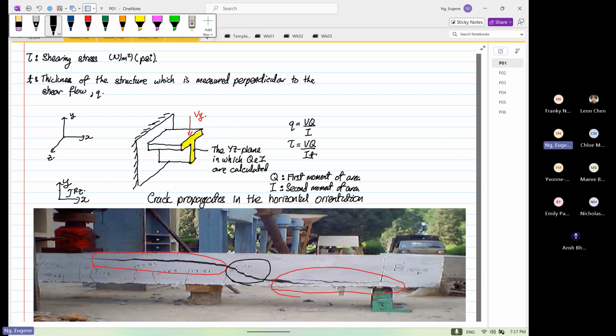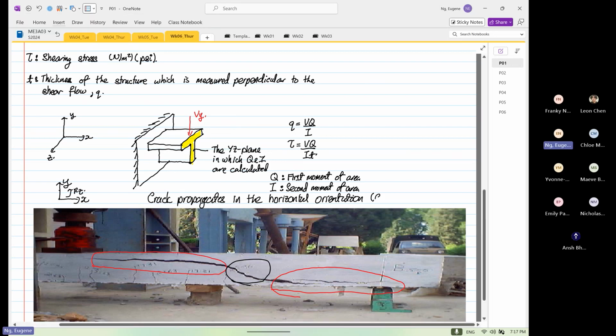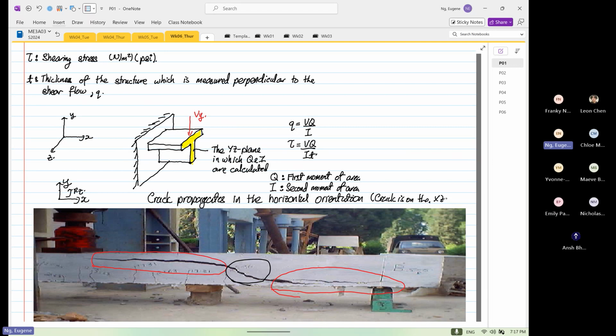So the crack is on the XZ plane, right? But when we calculate our Q and our I, we are calculating on a YZ plane, right? So this is where things get confusing.